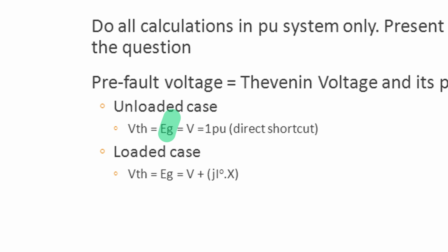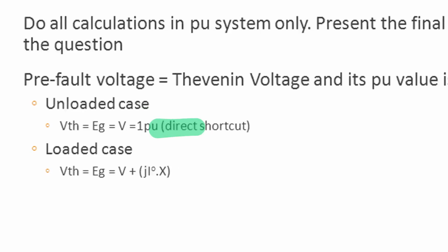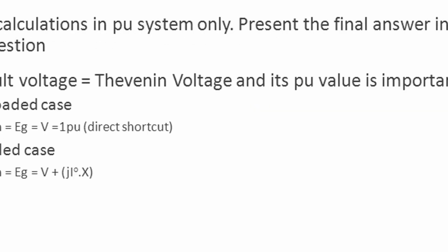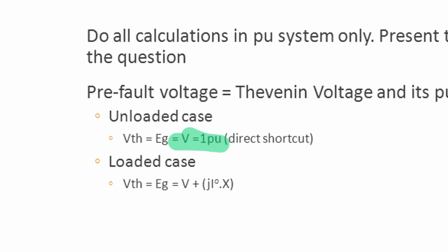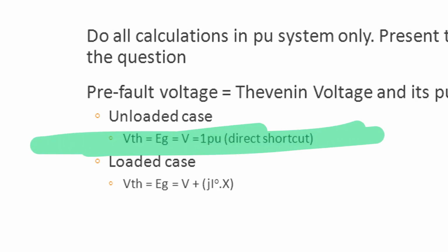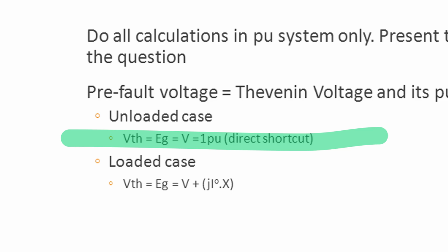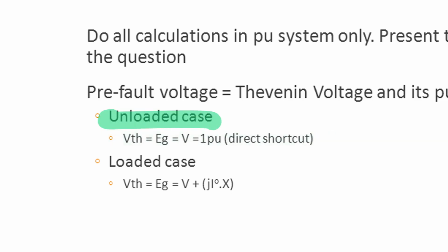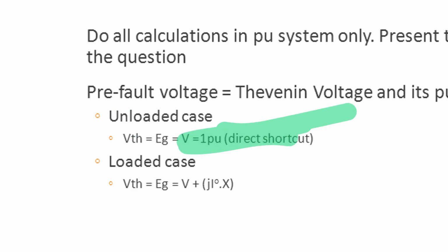And under unloaded case, we also know that internal generated voltage equals the terminal voltage. Since terminal voltage itself is a base, you have to take EG or VTH as 1 per unit. So this is a direct shortcut. Not many textbooks will mention this. Whenever you have to solve this kind of questions, find out whether it is a loaded or unloaded case. The moment you discover it is unloaded, forget about finding VTH or per unit voltage. That is always 1 per unit.